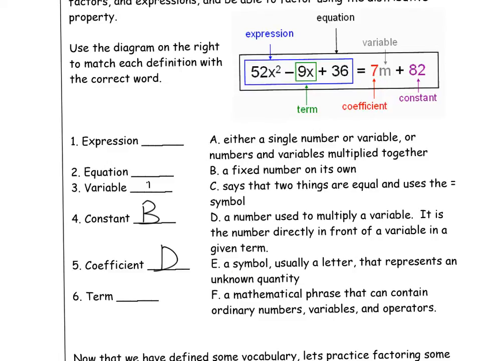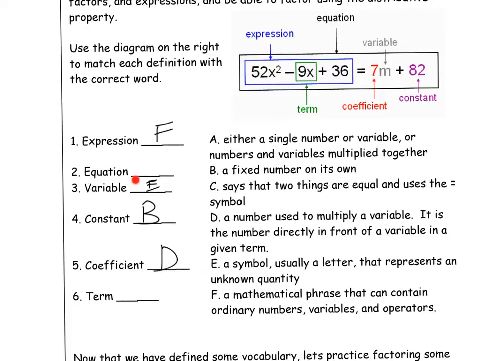Looks like we're answering all of these pretty easily. Okay, a mathematical phrase that contains ordinary numbers, variables, and operators. This is a mathematical phrase. That's the one we were looking for. So that is F. An expression is a mathematical phrase. And that makes sense, right? Expression, a phrase. In English, it's something that you say, right? So that would make sense.